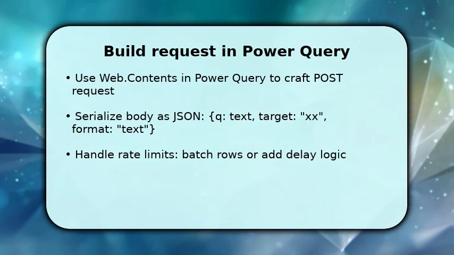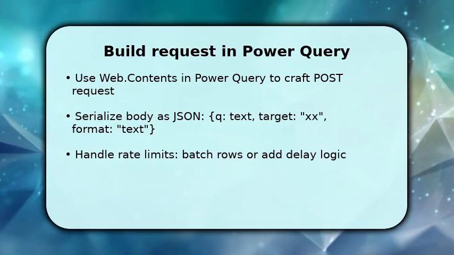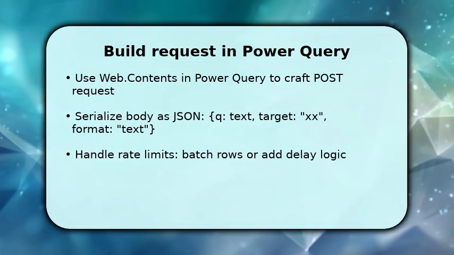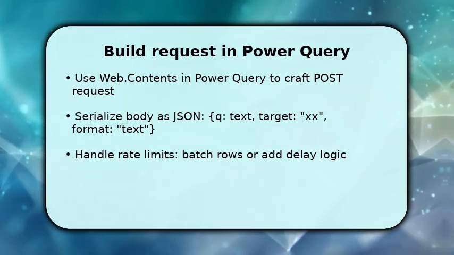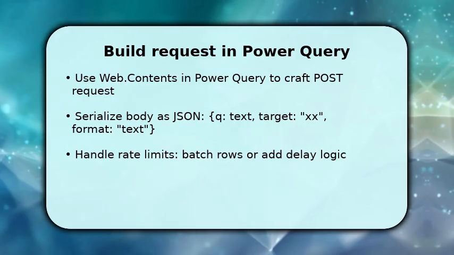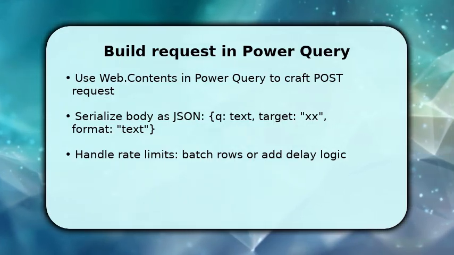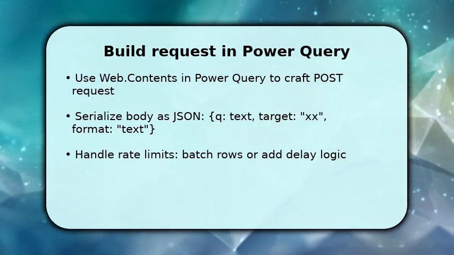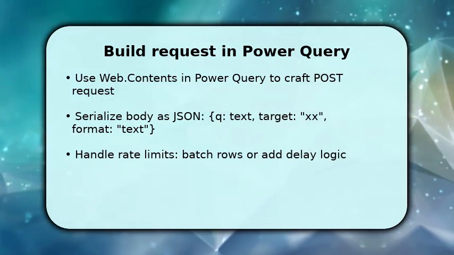Now you build the HTTP request inside Power Query. You create a new blank query, use Web.Contents with the translate endpoint URL, and supply headers including authorization, bearer or key parameter depending on your key type. This is how Excel talks to Google.